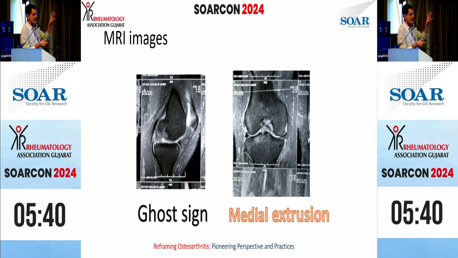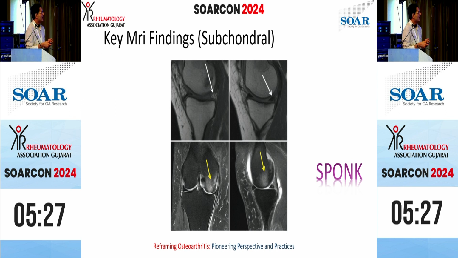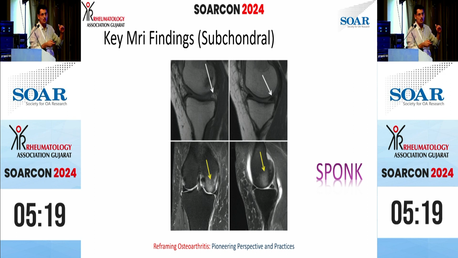Now, in the MRI scan, you need to see 2 signs. There is a ghost sign in which you will not be able to see the meniscus there, and there is an extrusion. So, the meniscus will extrude medially and it will become non-functional. And the spontaneous osteonecrosis of the knee, the SPONK lesion, is now realized to actually be a sequela of a root tear. So, if there is a root tear, the condyle will undergo osteonecrosis because of the overloading, and that will cause a SPONK lesion.